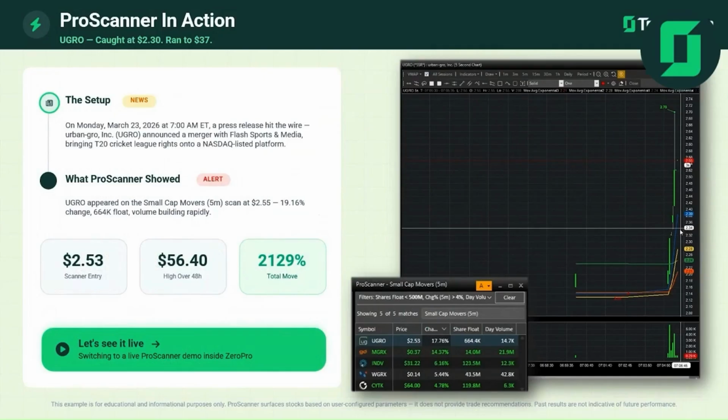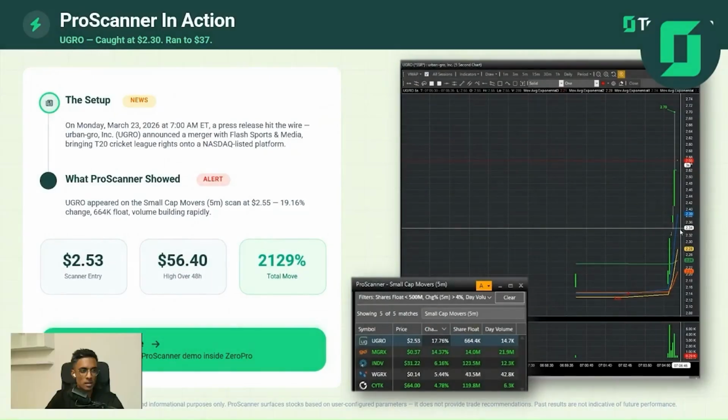Let's take a look at an example. Let's remind ourselves of UGRO. The setup was on Monday, March the 23rd at 7 a.m. Eastern time, when a press release hit the wire. Urban Grow, UGRO, announced a merger with Flash Sports and Media, bringing T20 Cricket League rights onto a NASDAQ-listed platform.